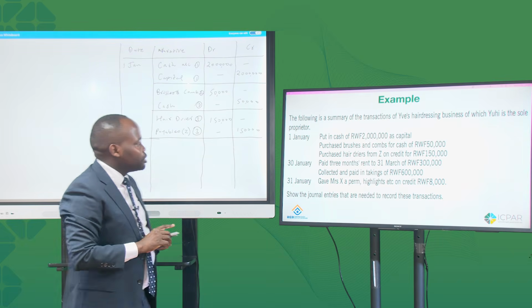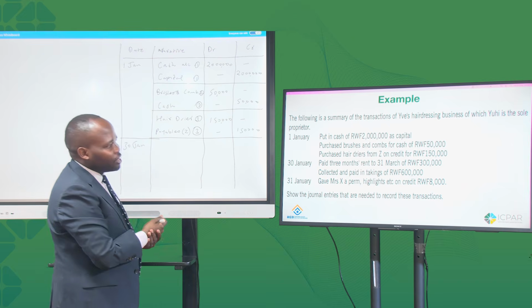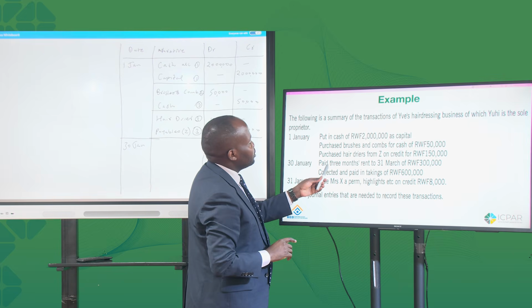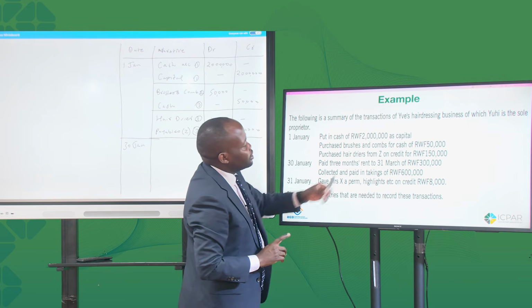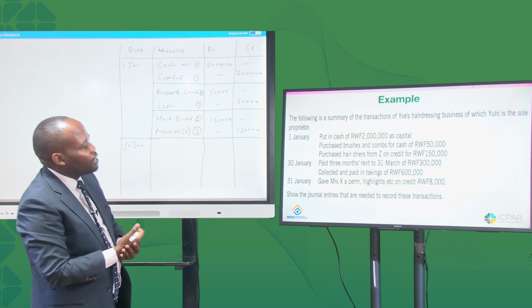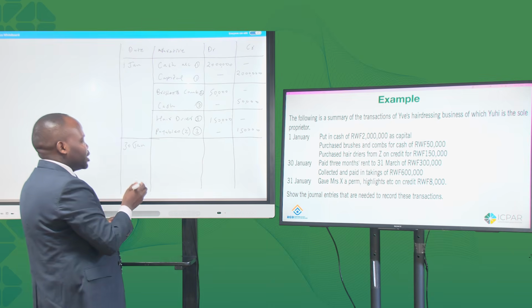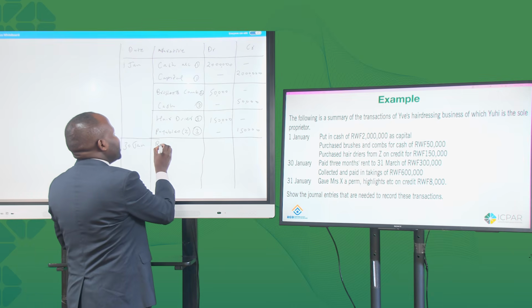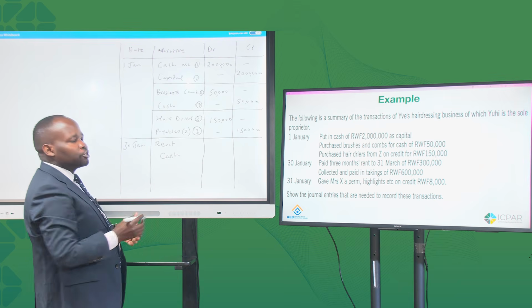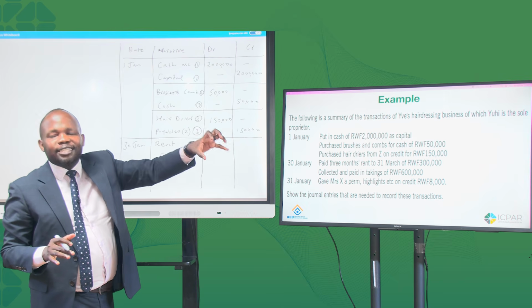And then you come to transactions on 30th January. There were 2 transactions. Paid 3 months rent to 31st March of 300,000. So there is rent, and we are assuming it was paid through cash. So cash is reducing and rent is being paid. So rent is an expense.